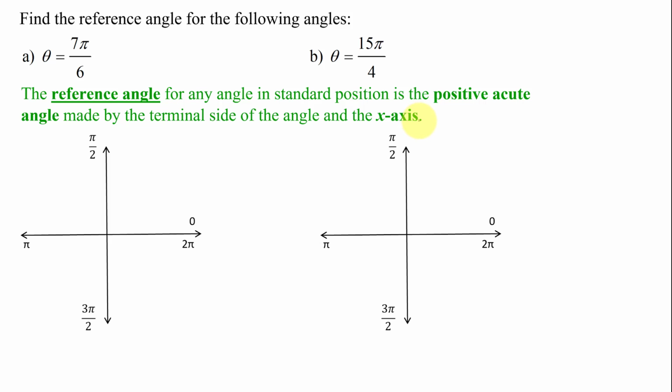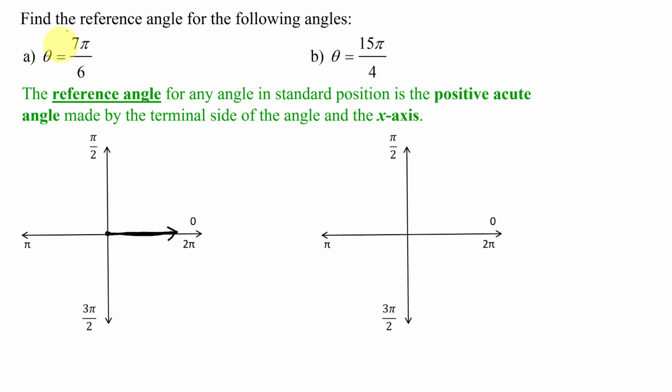So the first thing we need to do in every problem is draw our angle in standard position. Remember, standard position means the vertex is at the origin and the initial side is along the positive x-axis. Now my angle 7 pi over 6 is positive, so I'm going to rotate counterclockwise. But in which quadrant does 7 pi over 6 terminate?